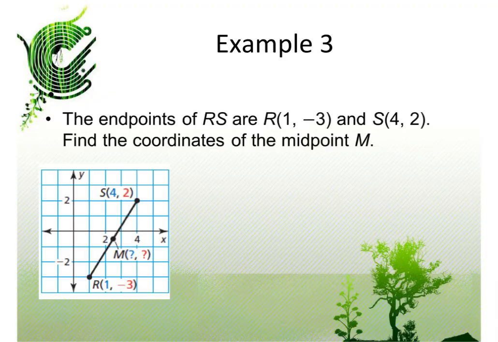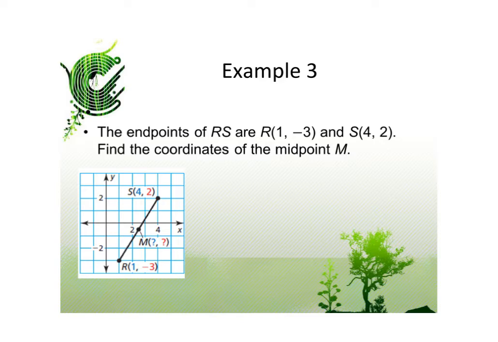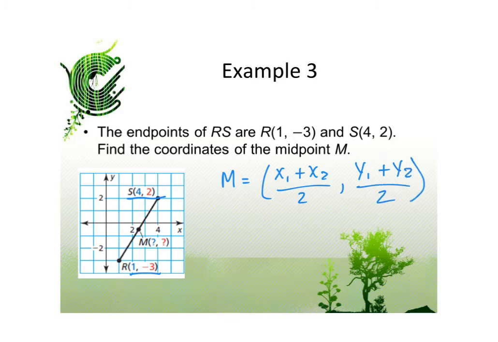All right, next. So the endpoints of RS are R at 1, -3, and S at 4, 2. Find the coordinates of the midpoint M. Okay? So we've got S is 4, 2, R is 1, -3. Let's go ahead and find the midpoint. Remember, the midpoint formula is x1 plus x2 over 2 and y1 plus y2 over 2. Now, we can label either the S coordinates as x1 and y1 or the R coordinates as x1 and y1. So it doesn't matter which way you do it. I'm going to label this as x1, y1, x2, y2.